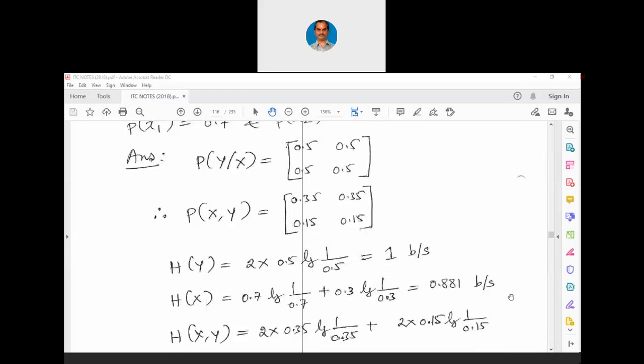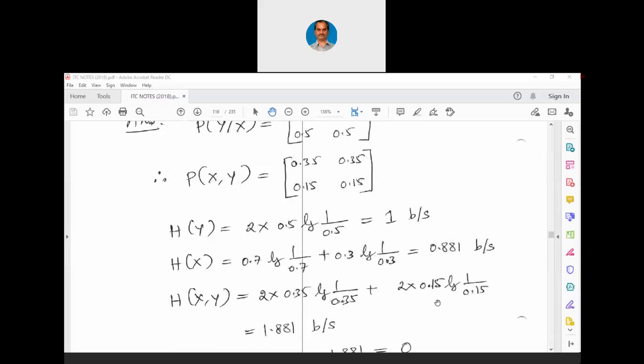Now h of x comma y is the information content which is there in the JPM. So 2 into 0.35 log of 1 over 0.35 plus 2 into 0.15 log of 1 over 0.15, directly from the JPM. Now what is I of x semicolon y? H of x plus h of y minus h of x comma y.